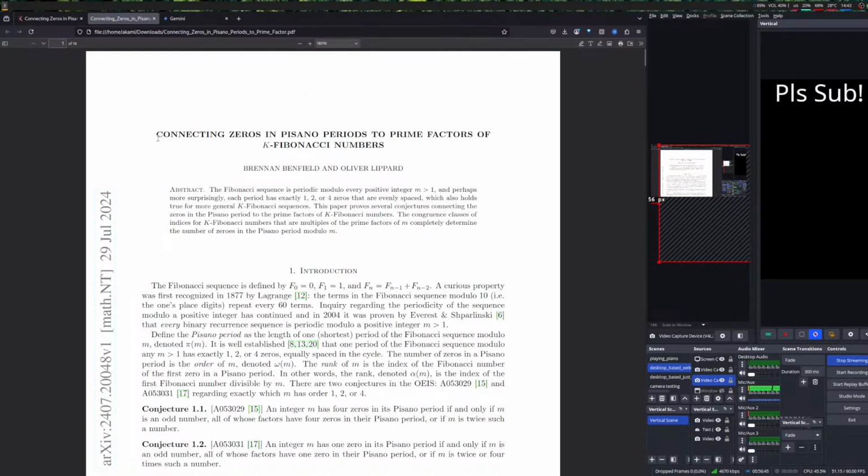So I was looking at this paper today. This is a paper from last year, and just looking at this, inquiry regarding the periodicity of the sequence modulo a positive integer has continued, and in 2004 it was proven by Everest and Sparlinski that every binary recurrence sequence is periodic modulo a positive integer. So earlier in this live stream, I talked about, I proved in air quotes, but I gave you the logic for how we know that the Fibonacci sequence is going to be periodic modulo some number. And so this 2004 result is not just for the Fibonacci sequence, which I think we've known for a long time, but for any binary recurrence sequence.